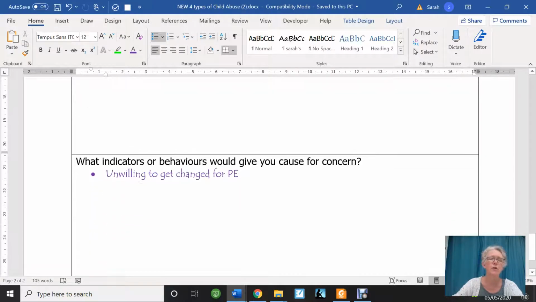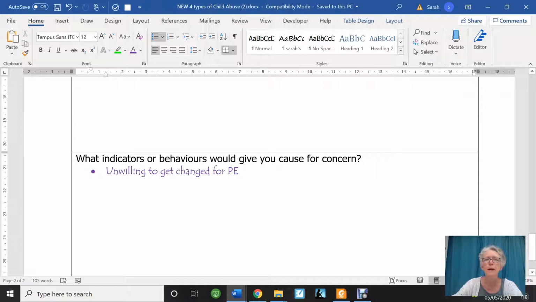But down here I've put a link to that. What behaviour might you be looking out for as a teaching assistant? What would give you cause for concern? Maybe a child who's unwilling to get changed for PE. They might have a bruise that they're hiding. They might have been self-harming as a result of abuse and not want you to see those signs.